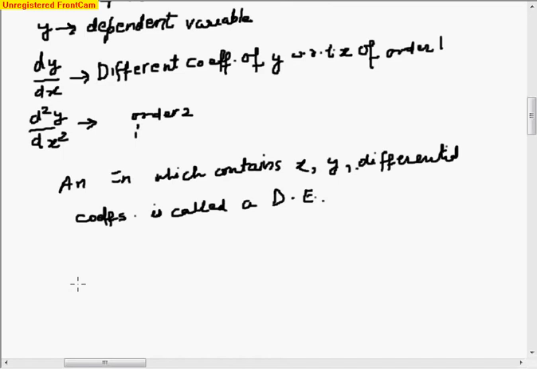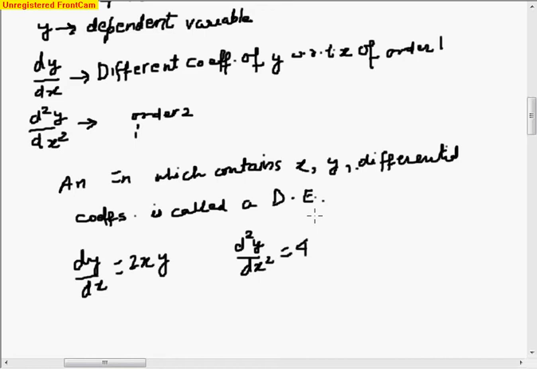So for example, dy by dx is equal to 2xy. This is a differential equation. Here x is the independent variable, y is the dependent variable, and dy by dx is a differential coefficient of order 1, right? d2y by dx square is equal to 4. This is a differential equation. It does not contain x and y, but that is not a problem. It is not required that x and y should be there, right?